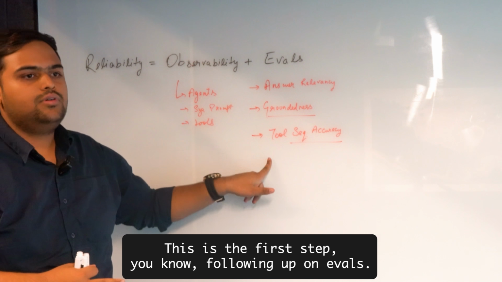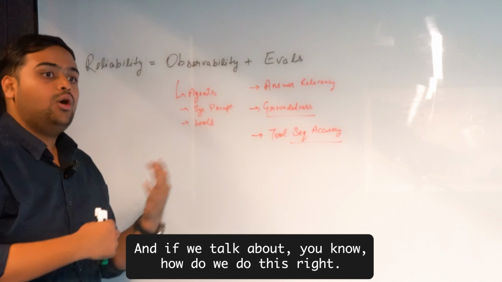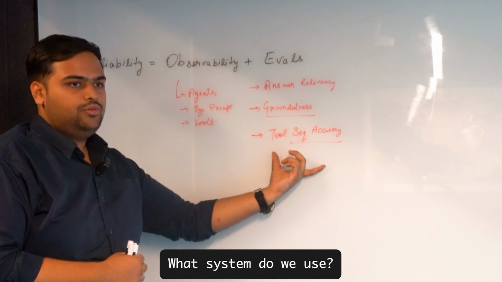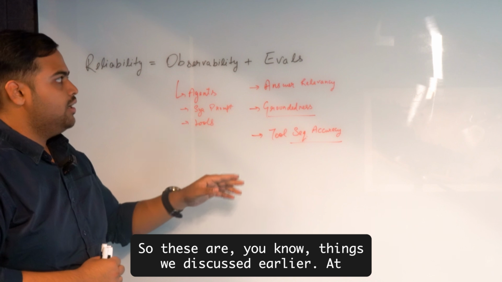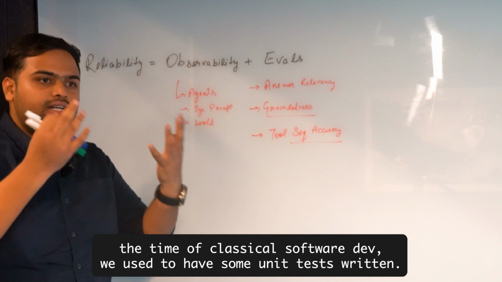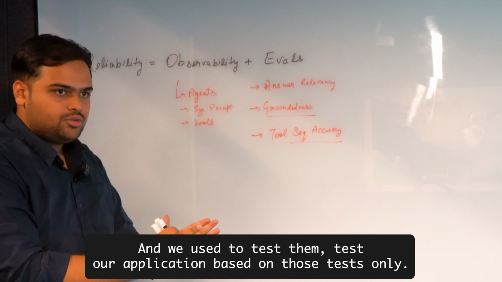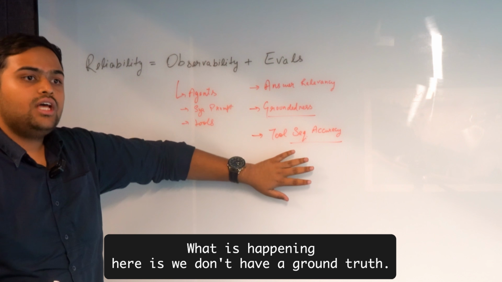This is the first step, following up on evals. And if we talk about how do we do this, right? What system do we use? So these are things we discussed at the time of QA and all. We used to have some unit tests written, right? And we used to test our application based on those tests only. What is happening here is we don't have a ground truth.